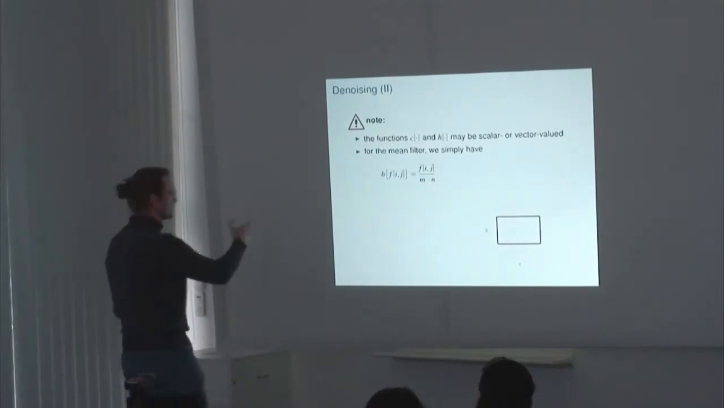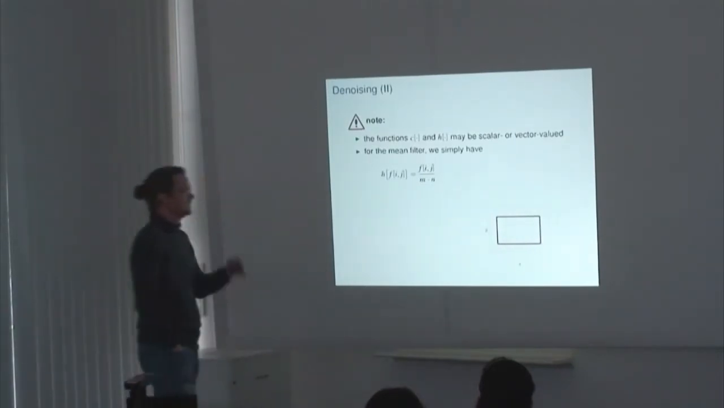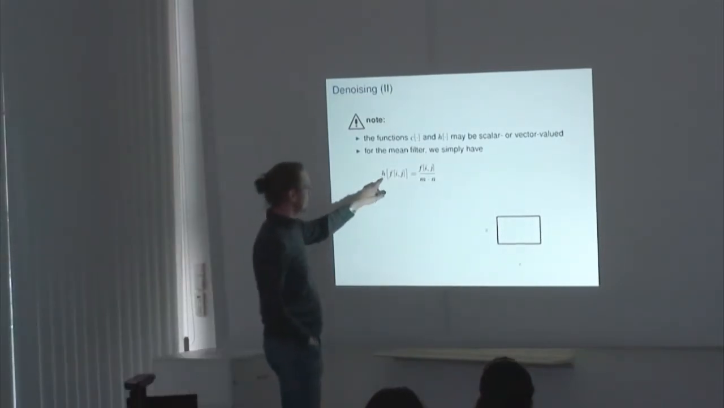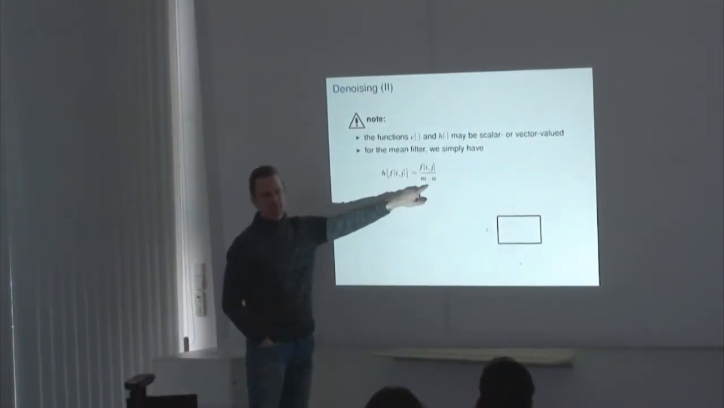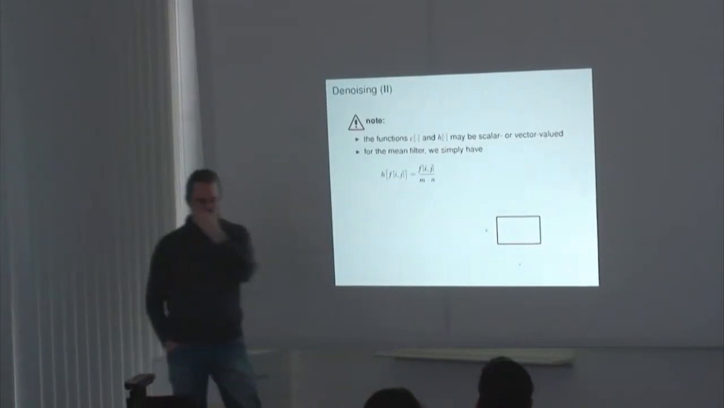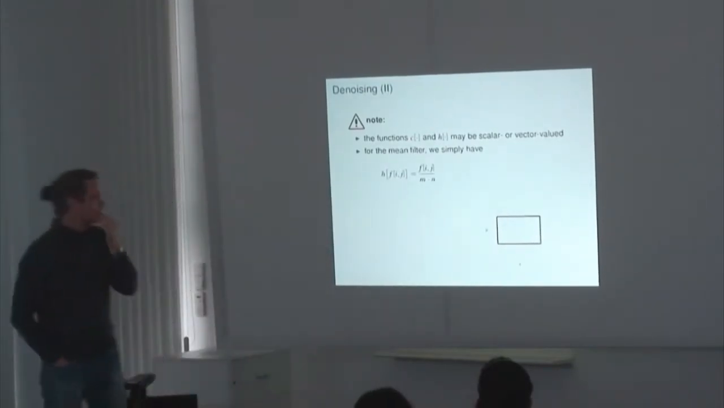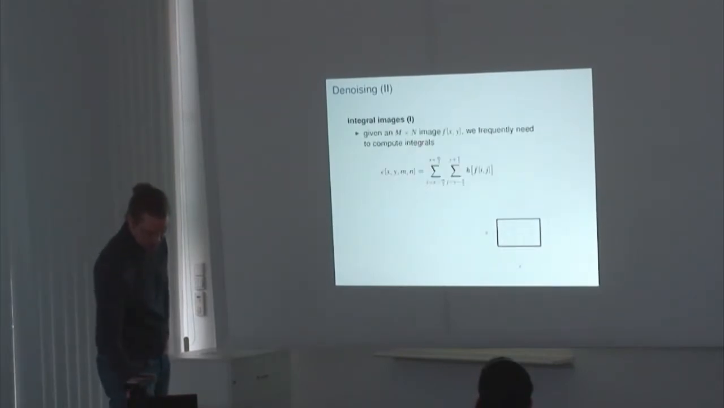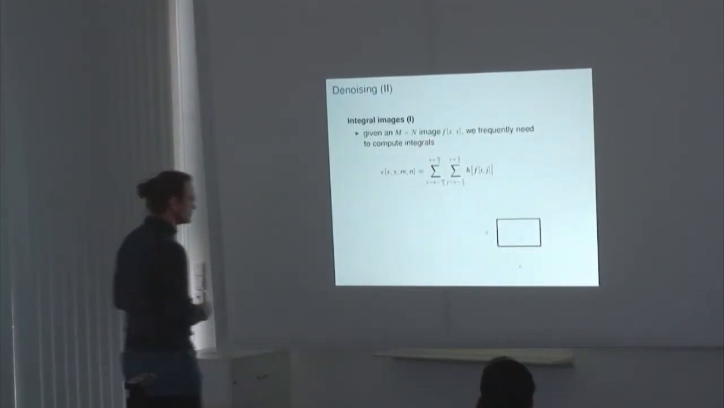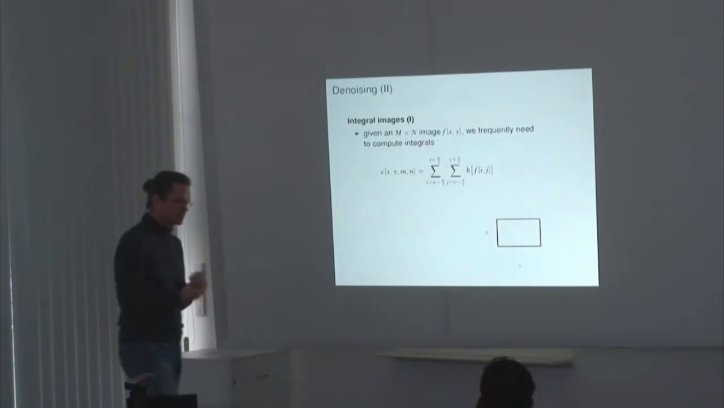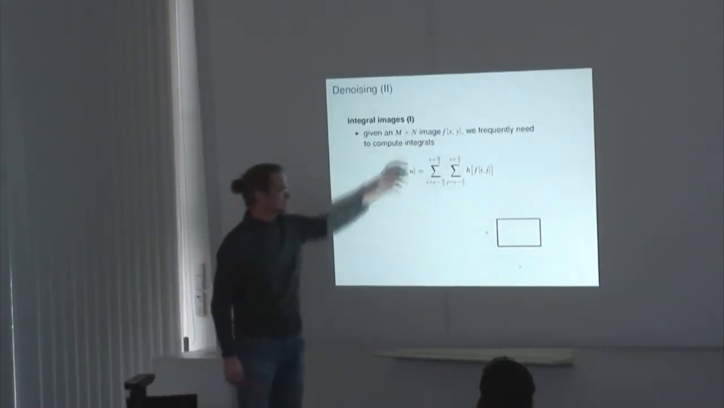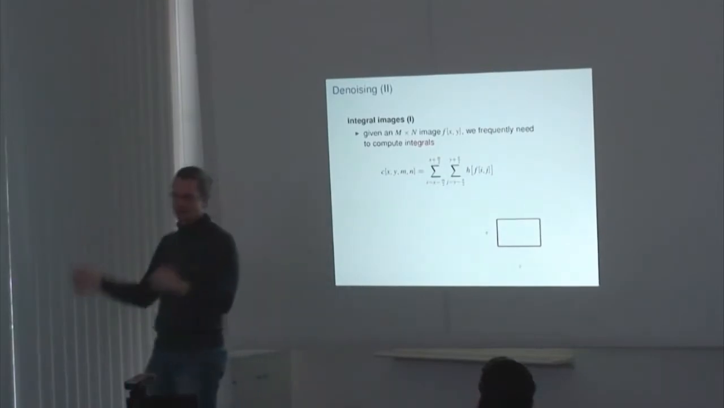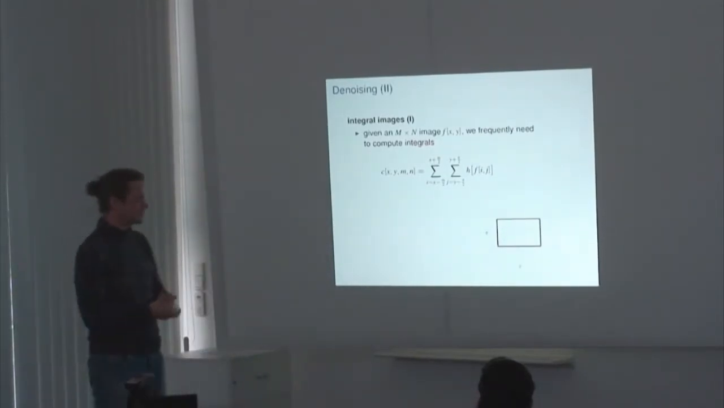And this is again just what I said. In the context of mean filtering, this function h is just to divide by m times n. That's what it is. So this is the situation we are dealing with. We want to compute these, and they are called integrals because of this summation over all the values in a certain neighborhood.